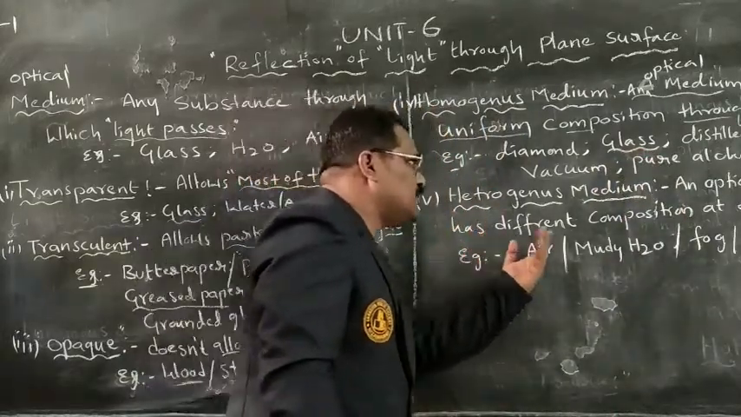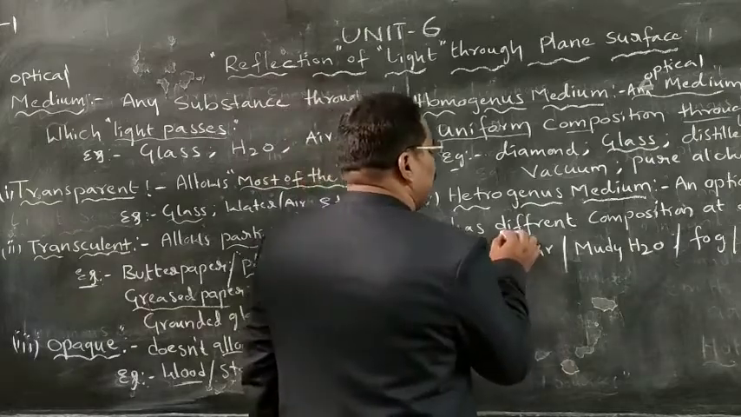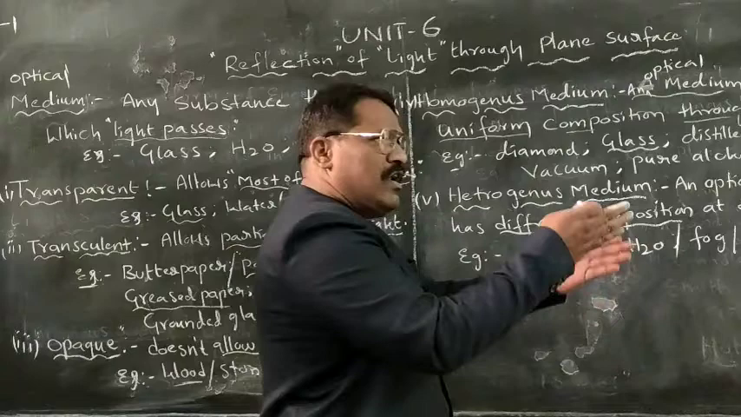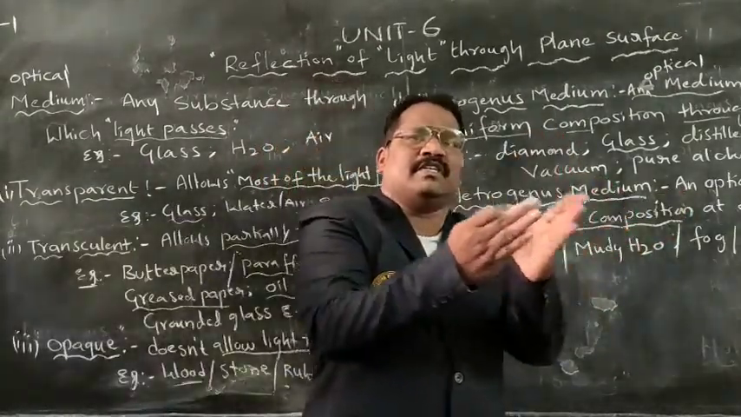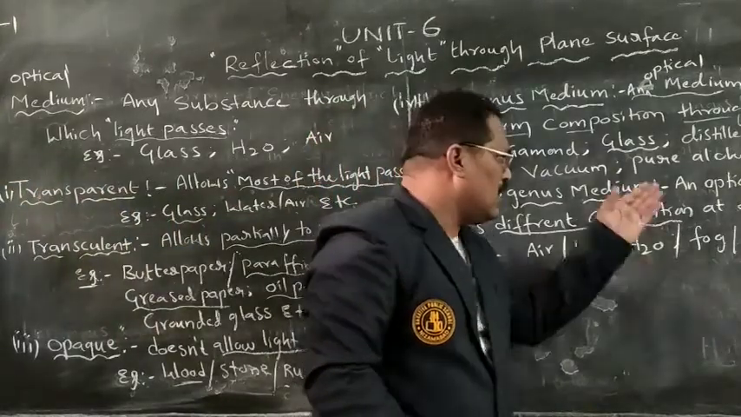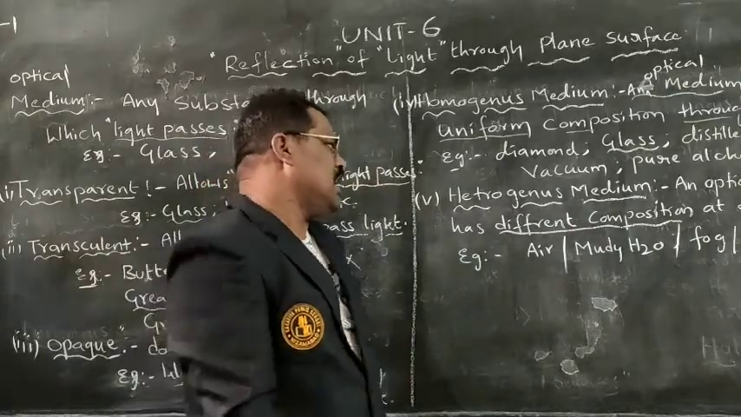Coming to the heterogeneous medium. It is also an optical medium, which has different compositions at different points. Equal composition of matter does not exist there. Different compositions exist at different points. They are called heterogeneous media. Examples: air.